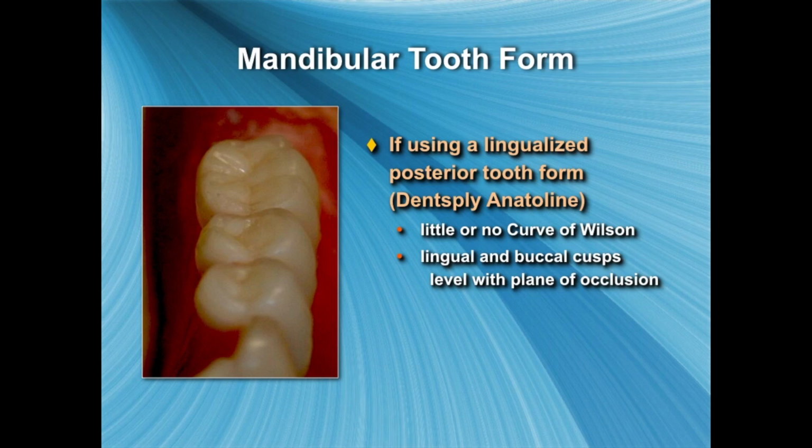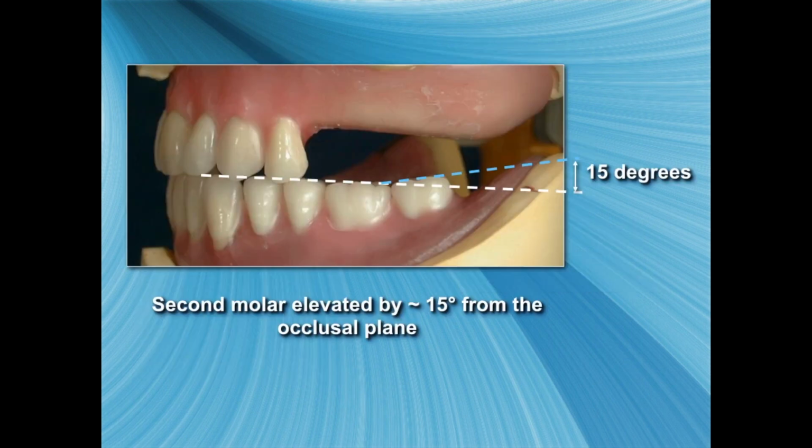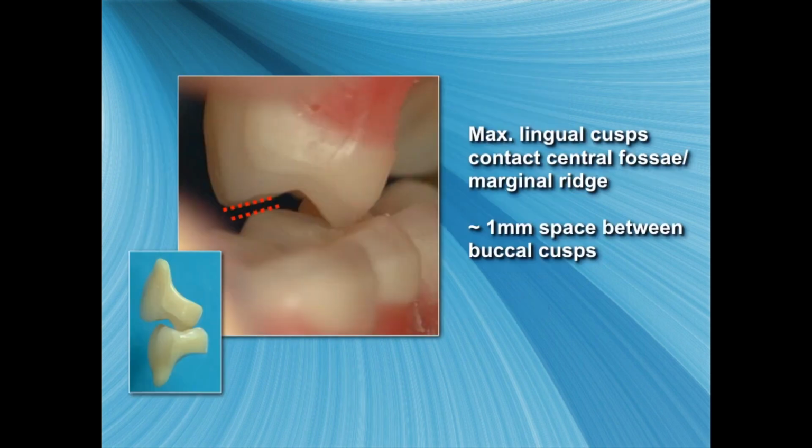These can be set with little or no curve of Wilson. The lingual and buccal cusps of the mandibular teeth should be set level with the plane of occlusion. The second molar is often elevated by approximately 15 degrees from the occlusal plane, and the maxillary lingual cusps are set so that they contact the central fossa or the center of the marginal ridge, and that 1 millimeter of space is left between the buccal cusps of the mandibular and maxillary teeth.